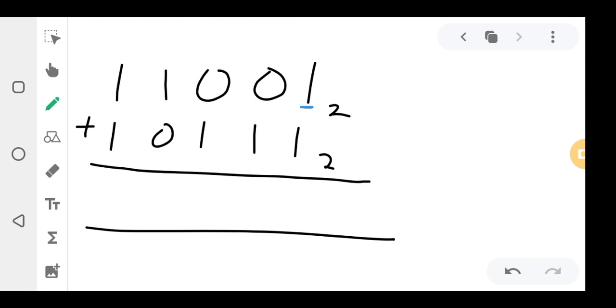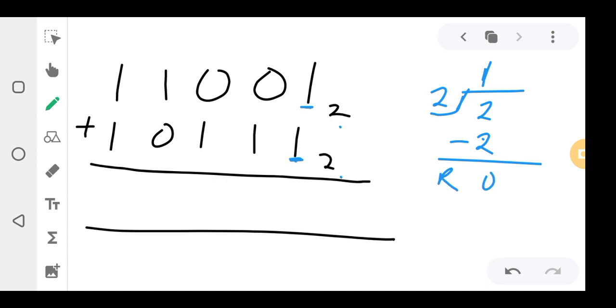So 1 plus 1 is 2. I said the highest number should not be the same as the base. When you added this, we got 2, and also it's in base 2. So meaning we divide. So 2 into 2, 1. This 1 times that 2 is 2. You subtract. Remember this long division. 2 minus 2 is 0. So my remainder is 0. I'll put a remainder here, 0.